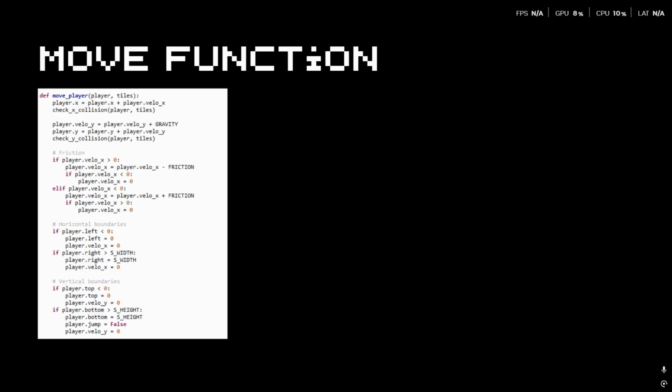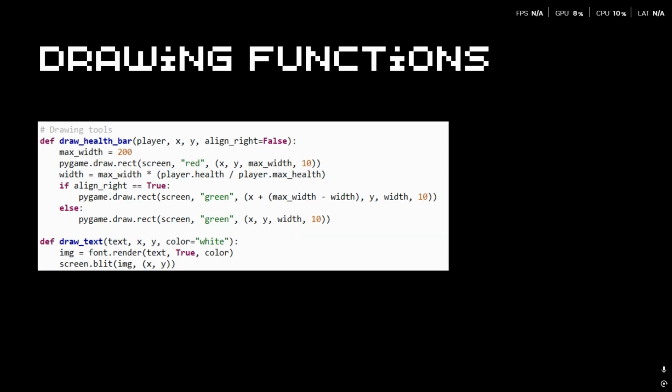Next is the move function. It applies gravity, friction, movement limits, and calls both of the collision functions. It ensures that the player moves smoothly and realistically. The drawing function. The function draws health bars, text, and interface elements.